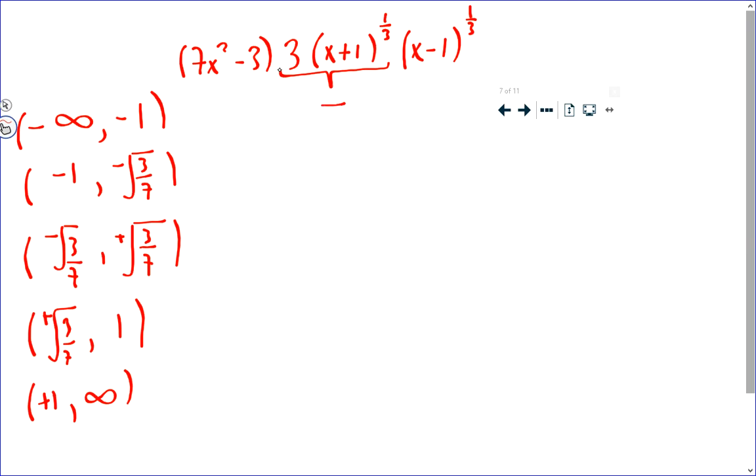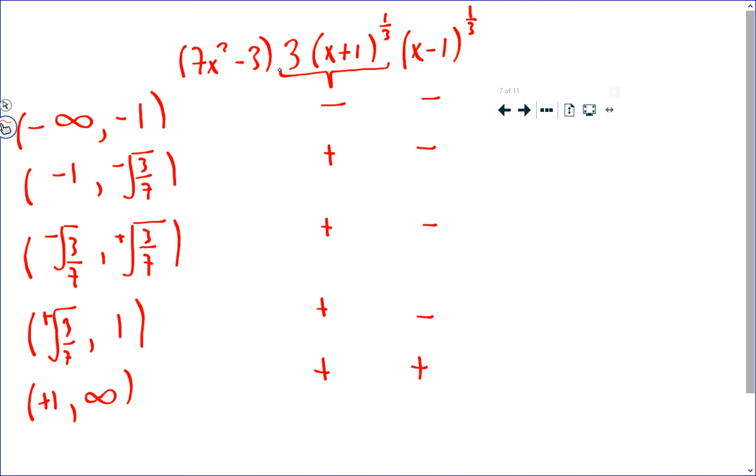Once we pass -1 for x, x plus 1 becomes positive, which means the cube root of it is going to become positive. x minus 1 will be negative in between -infinity and -1, and if it's negative, the cube root is negative. And the same argument is going to hold until we get past 1. Once we get past 1, x minus 1 will be positive, so the cube root will be positive.